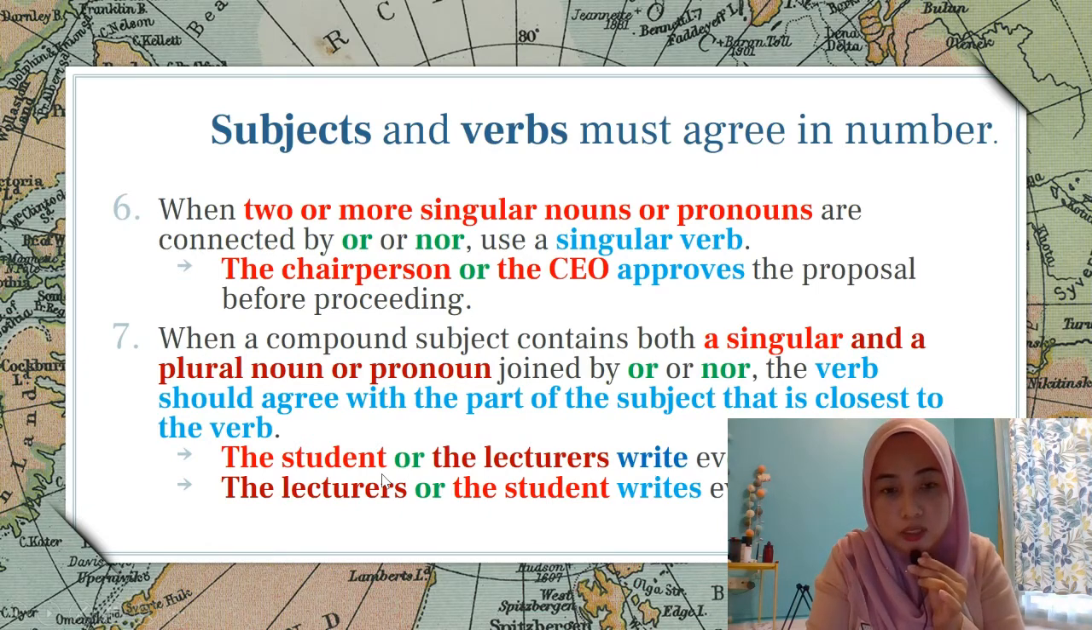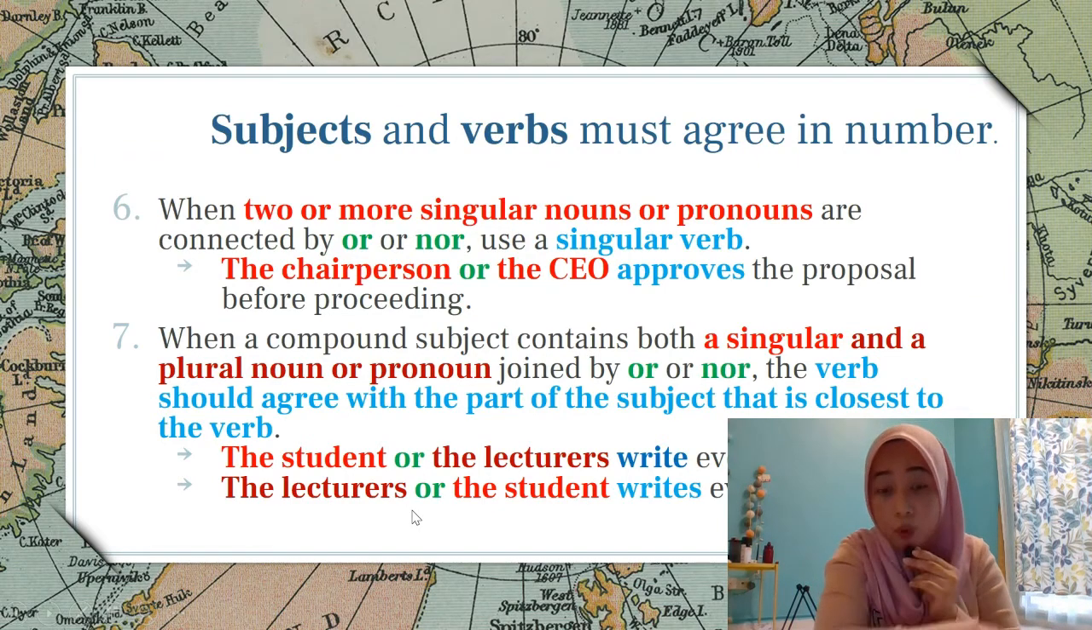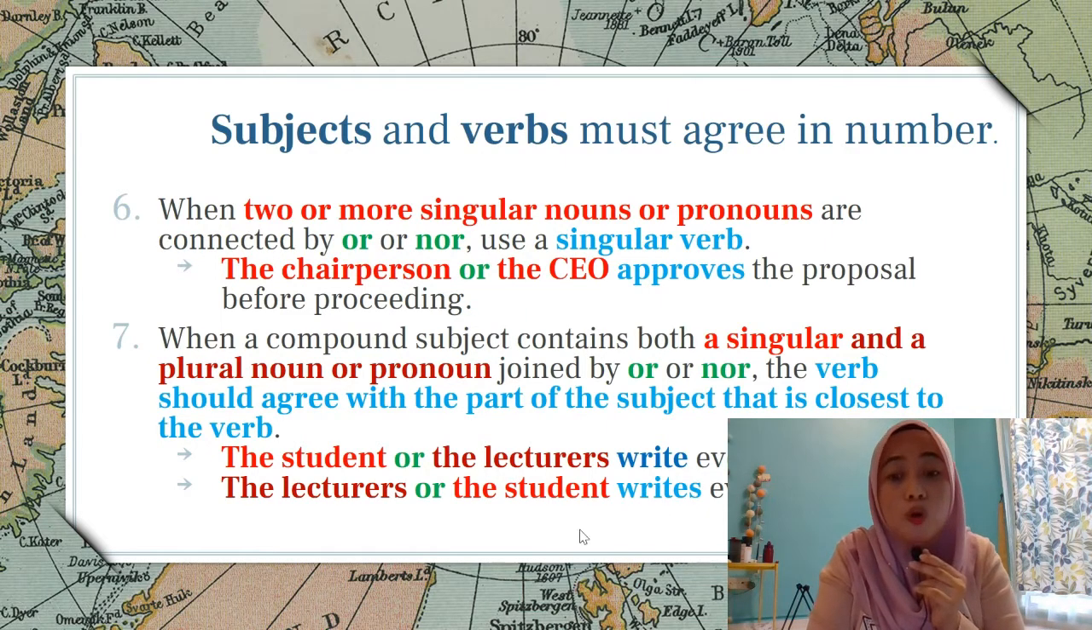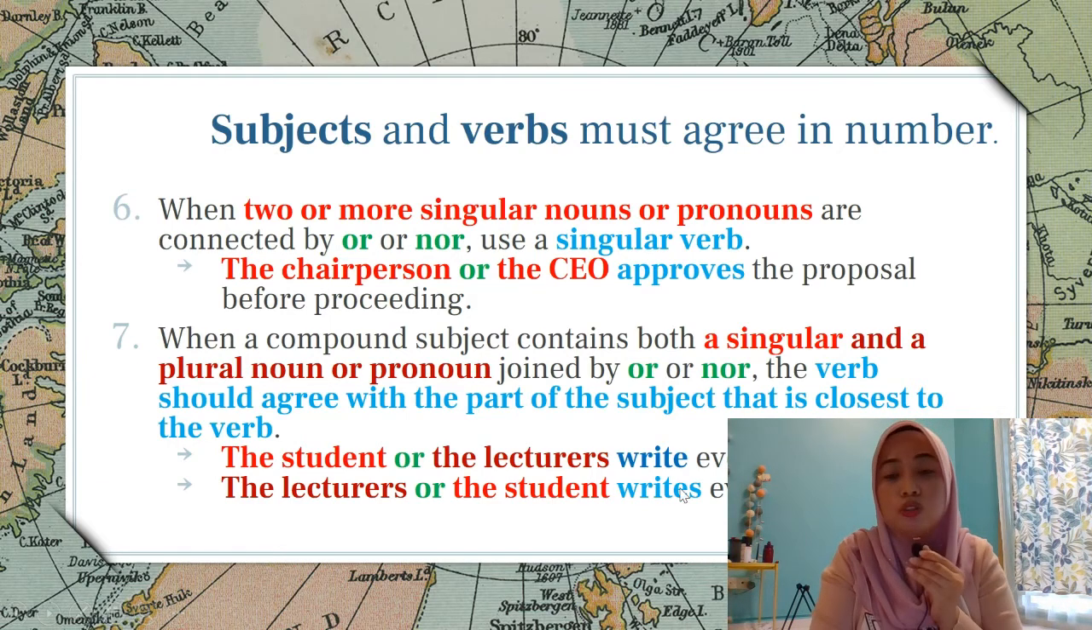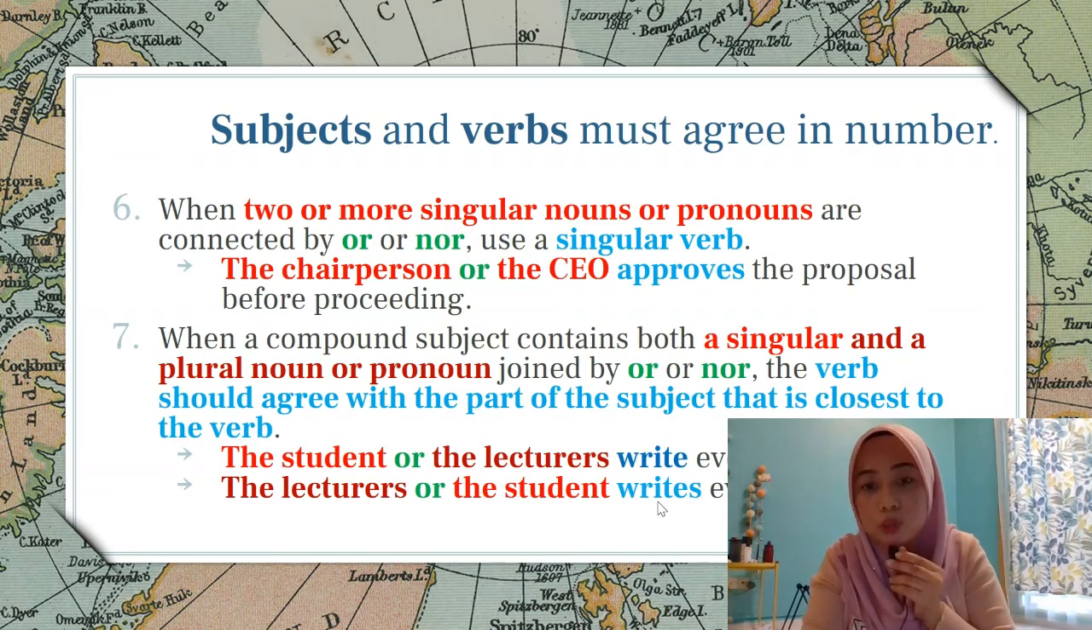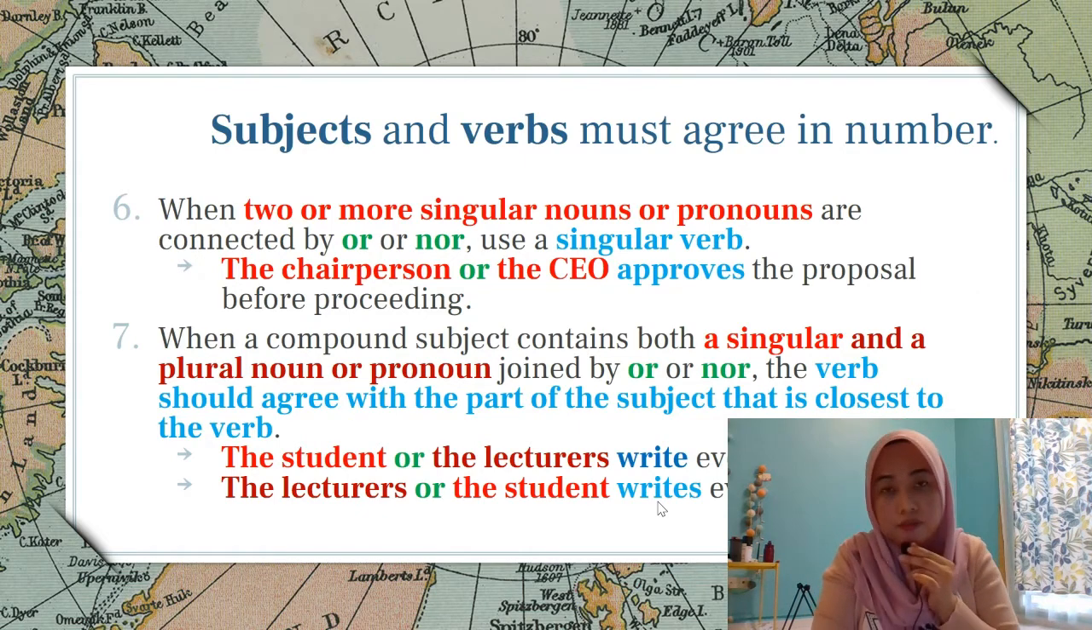So here: the student or the lecturers write. Why "write"? Because "lecturers" is plural, so it's the closest to your verb here. Hence, your verb has to follow this: write every day. What about the second one here? Now the lecturers is before, and the student is the one that is closest to the verb. So the verb has to be written in singular form, so you need the S: the lecturers or the student writes every day. Got it?